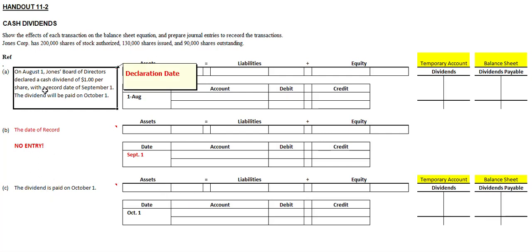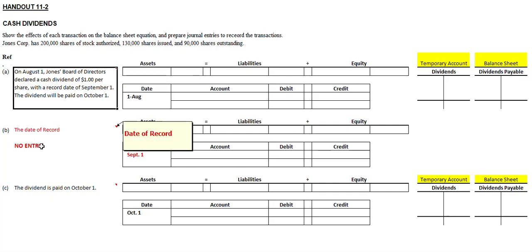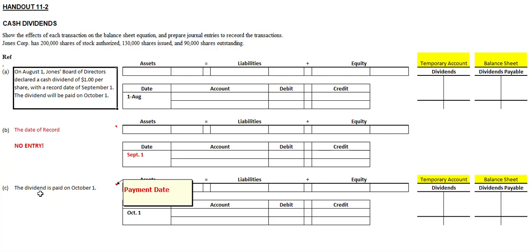So we're told that on August 1st, the declaration date, the Jones Board of Directors declares a cash dividend of $1 per share with a record date of September 1st. The dividend is going to be paid on October 1st. So again, our declaration date, August 1st. The date of record, whoever owns the shares as of September 1st will be entitled to receive a $1 per share dividend. And the dividend will be actually paid on October 1st.